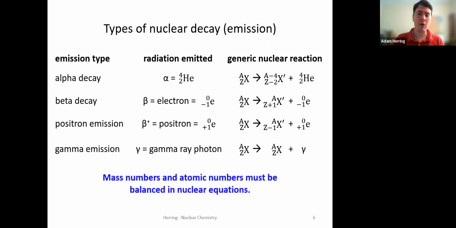Something to notice in all of these balanced nuclear reactions is that the mass numbers and the atomic numbers must be balanced. So because in an alpha particle, we emit a particle that has 2 protons and 4 total mass units, when you add together both particles on the product side of the reaction, they must sum to be the same value as what's on the left.